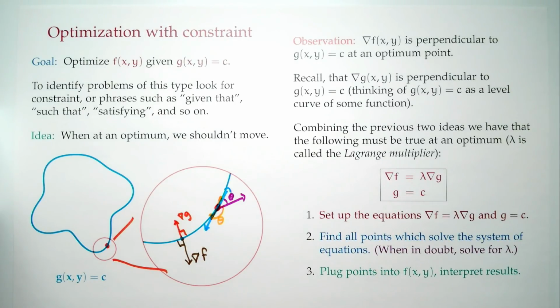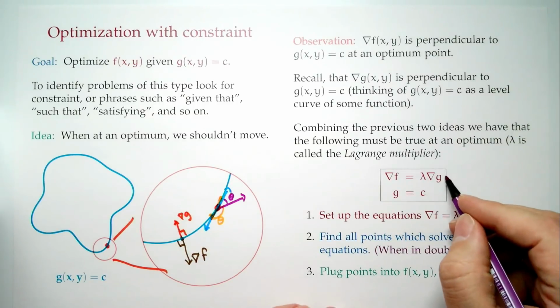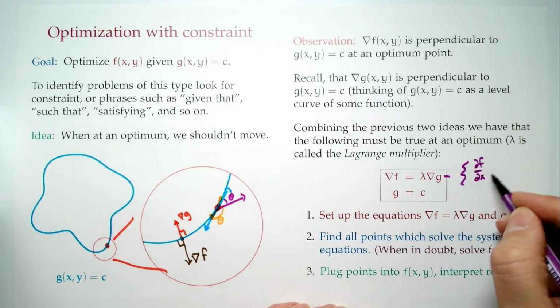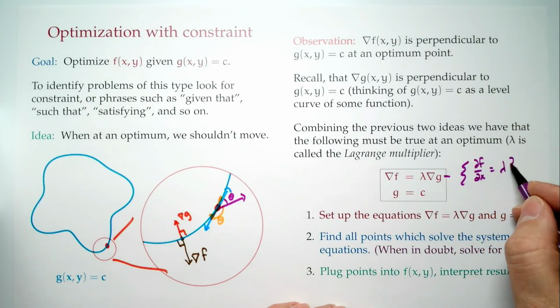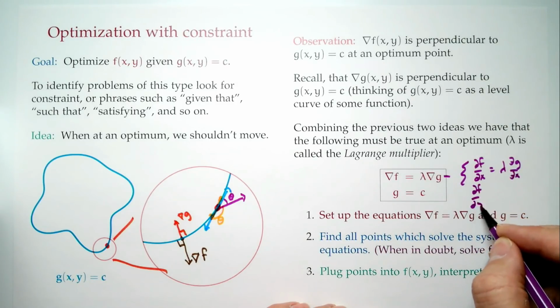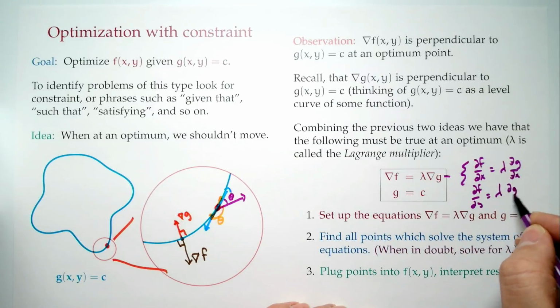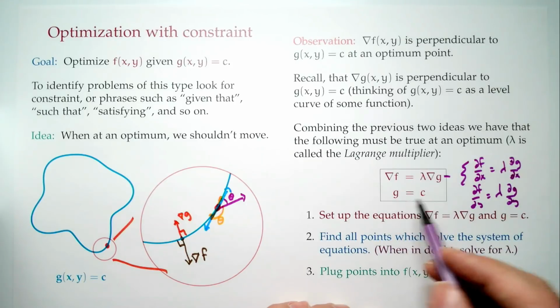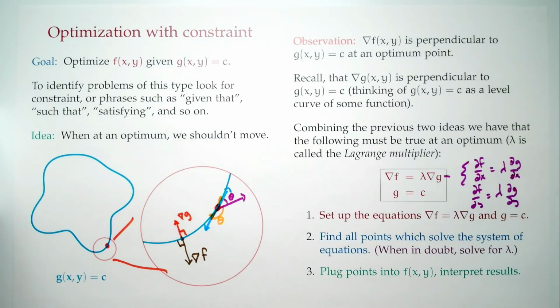Now oftentimes we don't write gradient of f equals lambda gradient g, we go into the partial derivatives. So gradient of f equals lambda gradient of g becomes partial f partial x equals lambda partial g partial x, and partial f partial y equals lambda partial g partial y. All right, so we set up our system of equations, and of course we still have g equals c. Now, once we set it up, we find all the points which solve the system of equations.